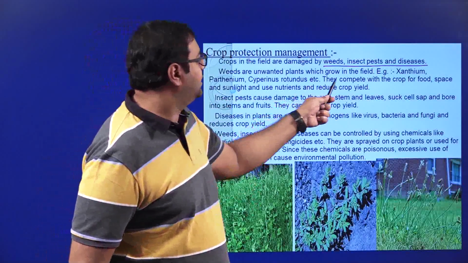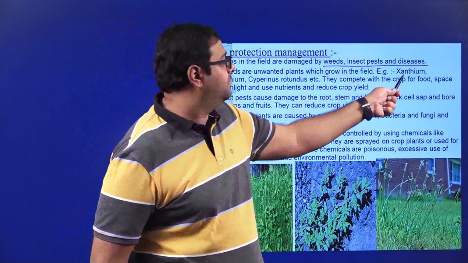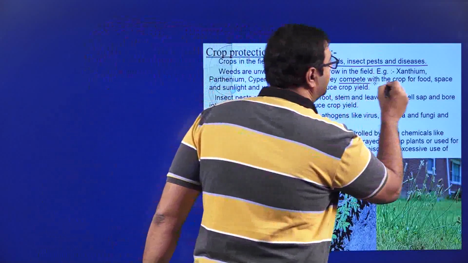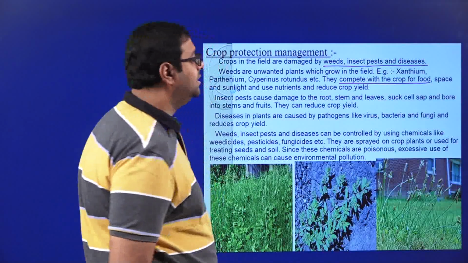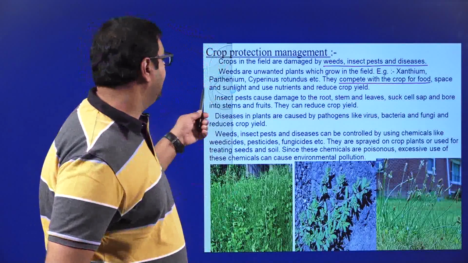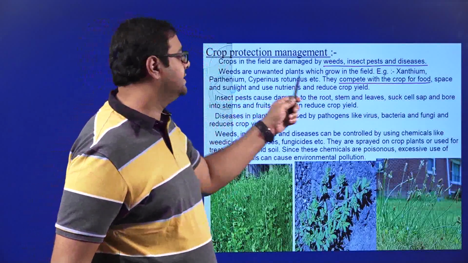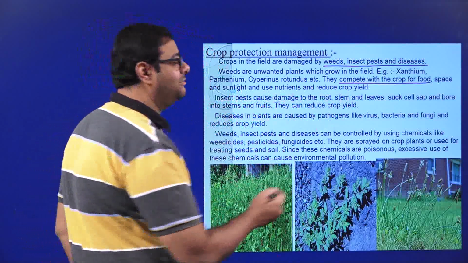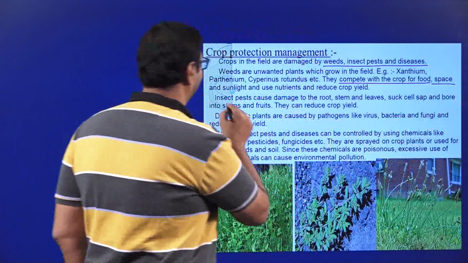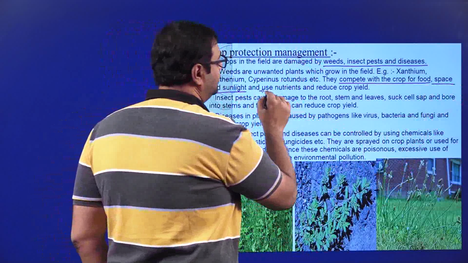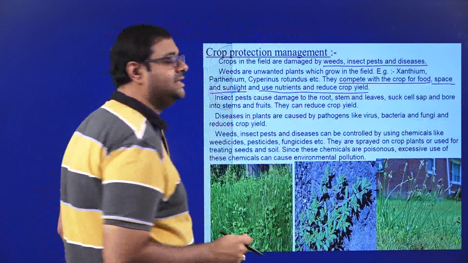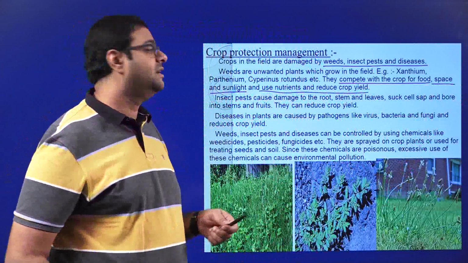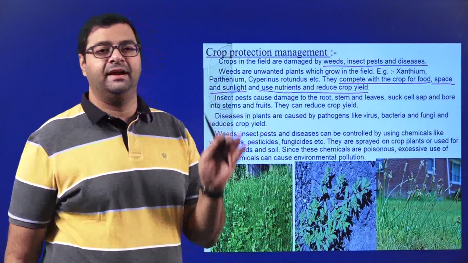Weeds compete with the crop for food. This is the major thing that weeds do. They compete with the crop for food, space and sunlight, and use up nutrients and reduce crop yield. They are competing for food first, then for space and sunlight and the nutrients present in the soil. When these are used up by the weeds, automatically the yield of the crop will be reduced.